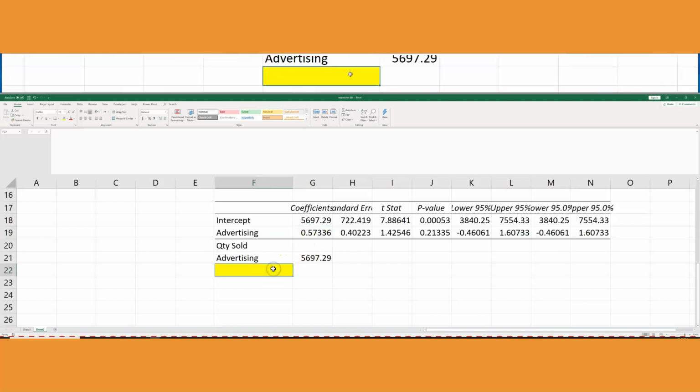So if I put here, let's say $1,000, it gives me a good amount, but what about if I change this to 10,000? It's going to raise it a little bit. And notice here, it changes from 6,000 to 11,000. So the relationship between the advertising and the quantity sold is a positive relationship. The higher the advertising is, the higher the quantity sold.